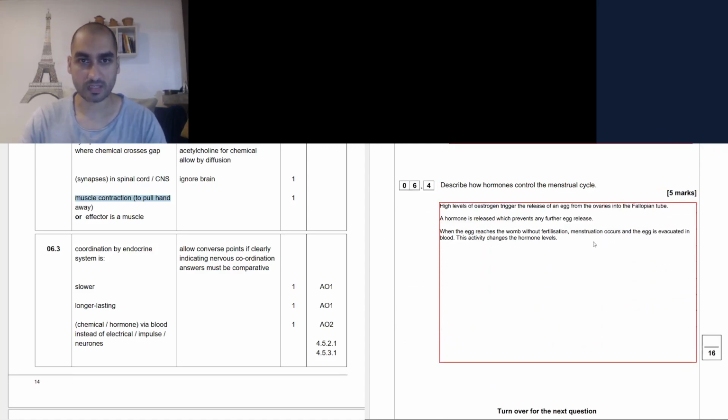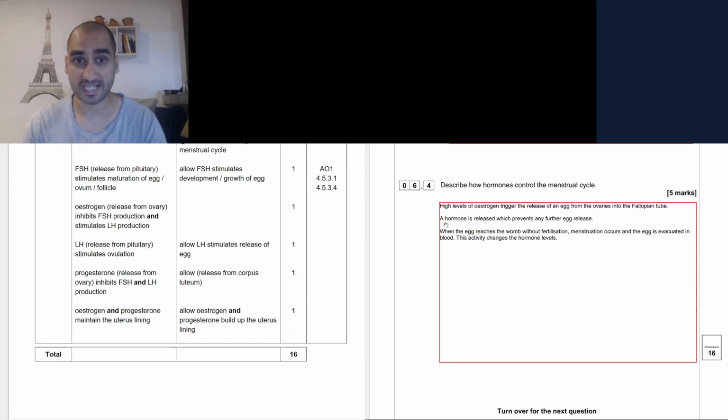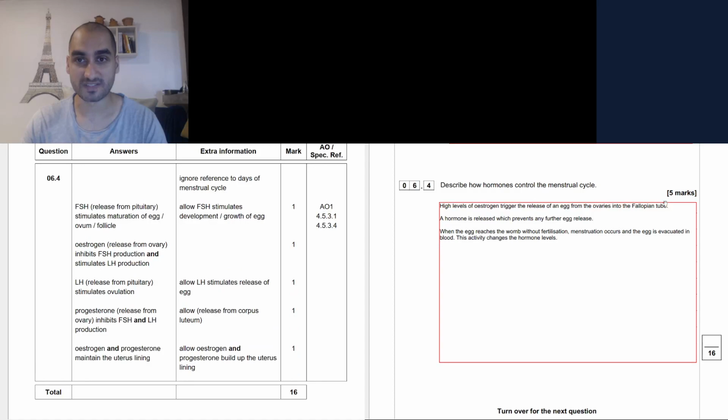God, it's the menstrual cycle. I don't think... FSH is the name of the hormone. So I didn't say that. Estrogen inhibits FSH production, stimulates LH production. LH stimulates ovulation. Progesterone inhibits FSH and LH production. Estrogen and progesterone maintain the uterus lining. I said a grand total of 0 of those things.